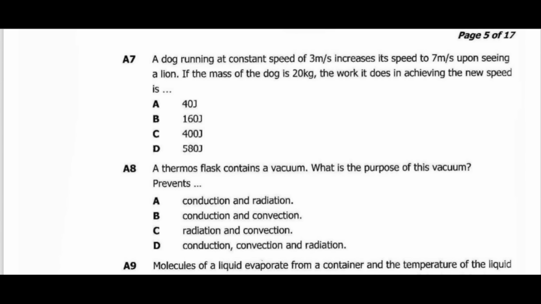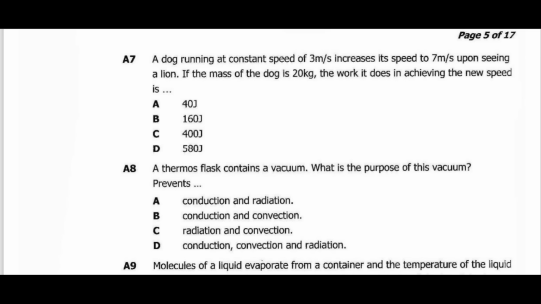Okay, so we move on to question 7. A dog running at a constant speed of 3 meters per second increases its speed to 7 meters per second upon seeing a lion. If the mass of the dog is 20 kg, the work it does in achieving the new speed is... So the whole focus is about the new speed. That is what we are trying to look for here.